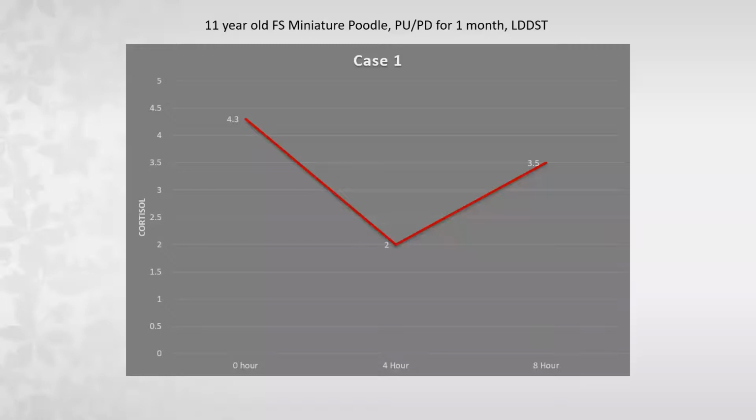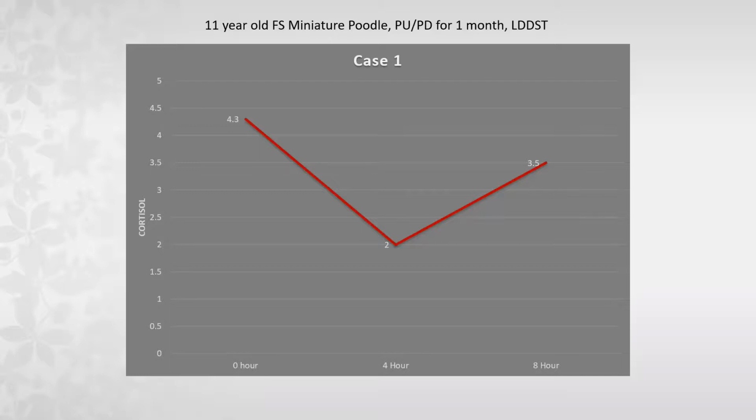Okay, I promised you guys graphs. So this is a low-dose dexamethasone suppression test. It's an 11-year-old female spayed miniature poodle. It's PUPD for a month, so you decide to do a low-dose dex. The baseline is 4.3, 4 hours is 2, and 8 hours is 3.5. So is this Cushing's or not? And if it is Cushing's, can you tell whether or not it's pituitary dependent or adrenal dependent? Everybody, a few seconds to think about that.